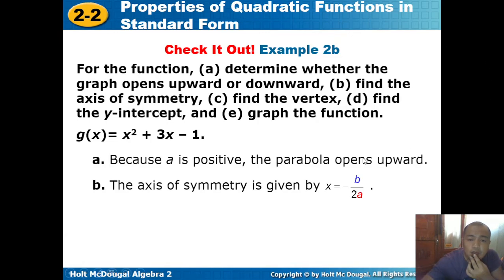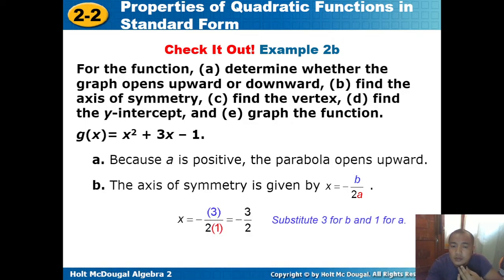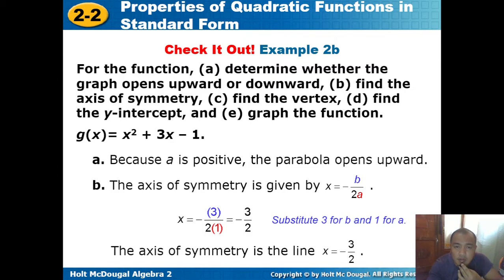Now let's solve for the axis of symmetry. Formula: x equals negative b over 2a. Negative 3 halves. So x equals negative 3 halves is the axis of symmetry.